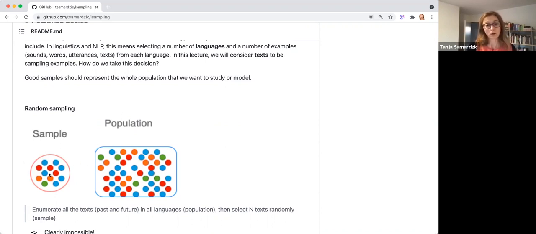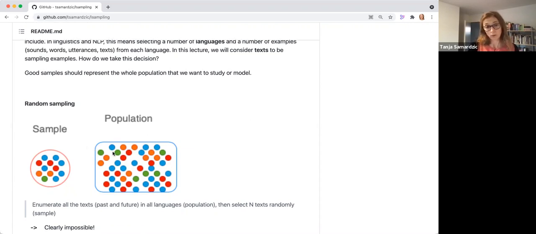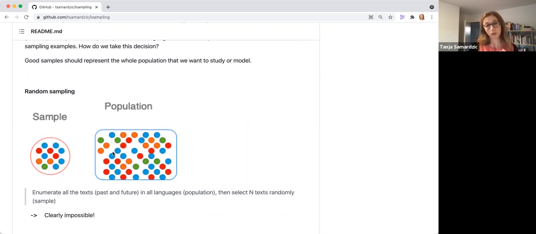You see that there are different items in the sample and different populations. The whole idea of sampling is that this small sample somehow represents the overall population. And here we see what is usually called random sampling. You basically enumerate all the items in the population, and then you randomly select a smaller part.